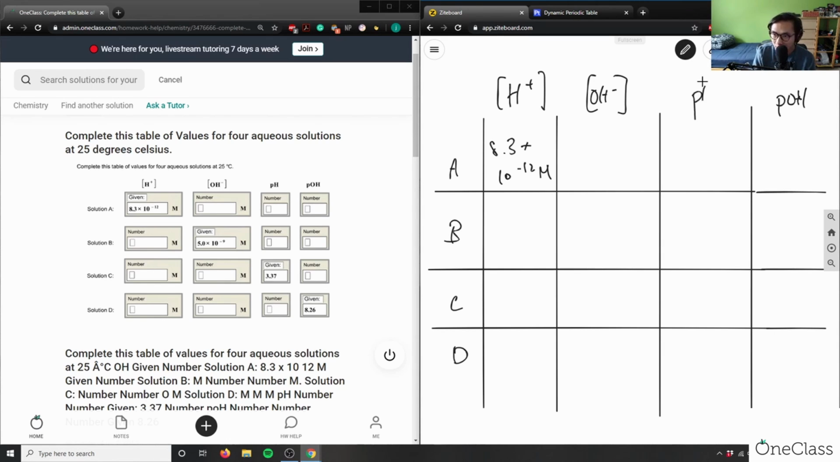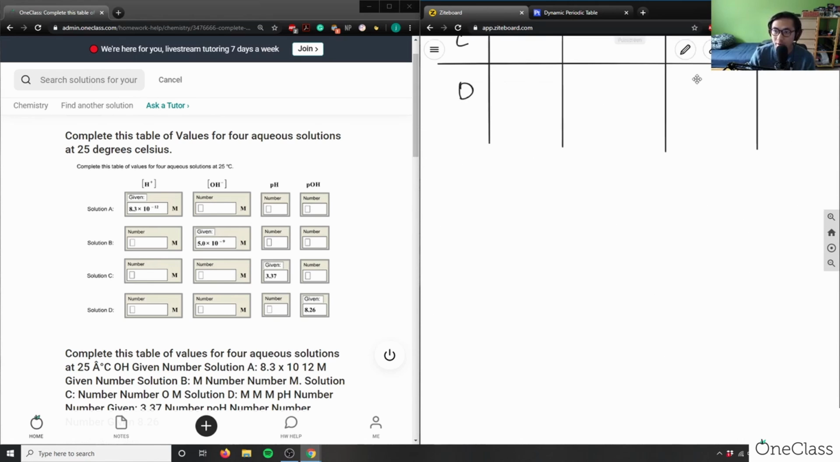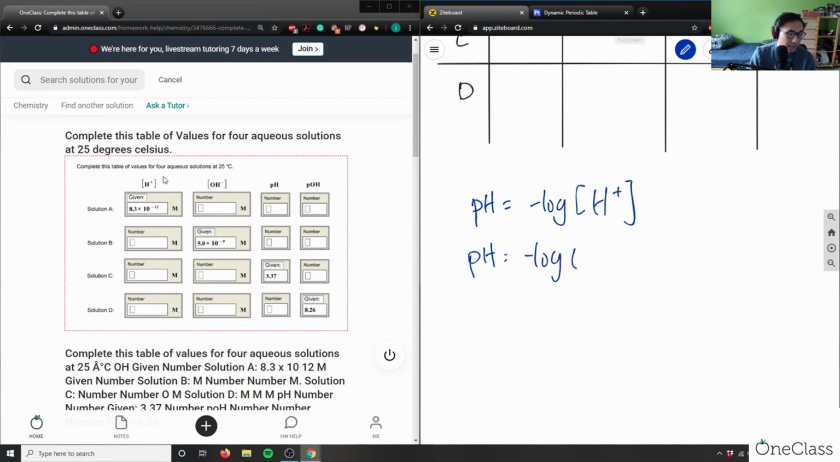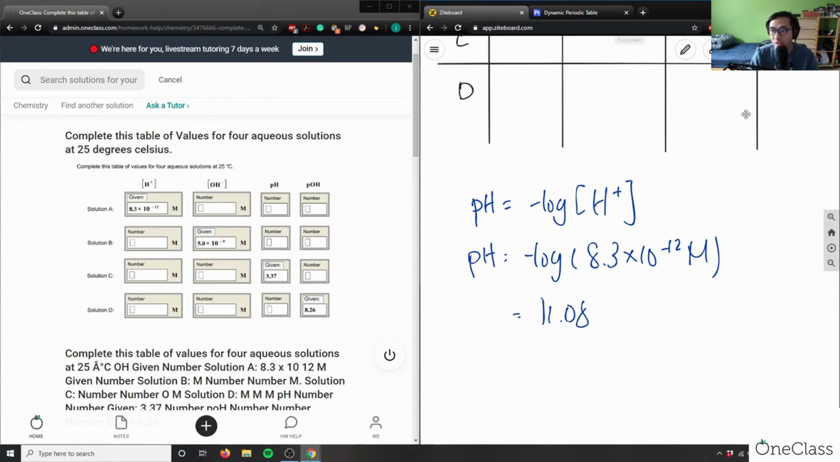So I would solve for my pH if I know that pH equals negative log of my H plus ions, right? So in this case, pH equals negative log of 8.3 times 10 to the negative 12 molarity. Let me plug into my calculator: negative log of 8.3 times 10 to the negative 12. This will equal 11.08. So that here is my pH, which is great.